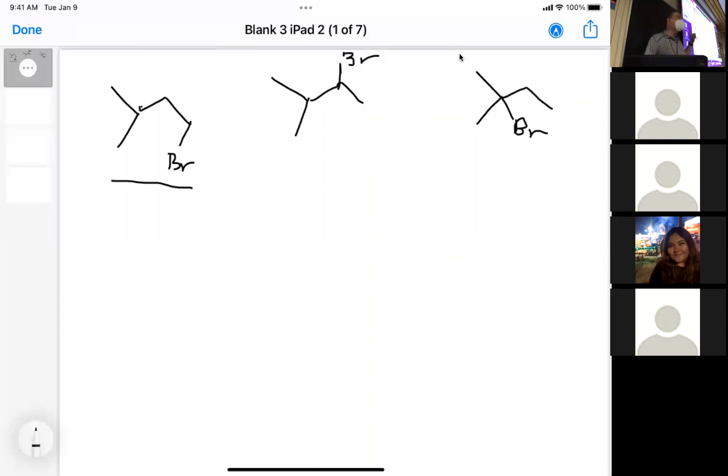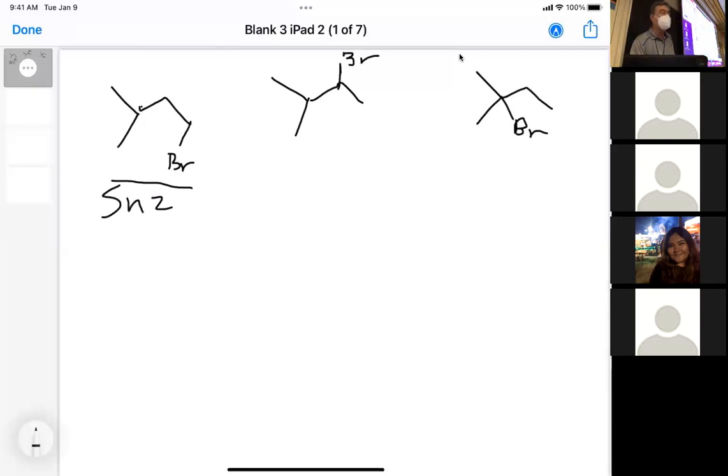Primary? Primary? Okay. So this is a primary. So what kind of reaction can it do? It can only do SN2. We're done. Boom. Yay.